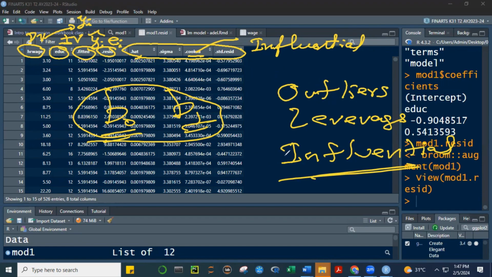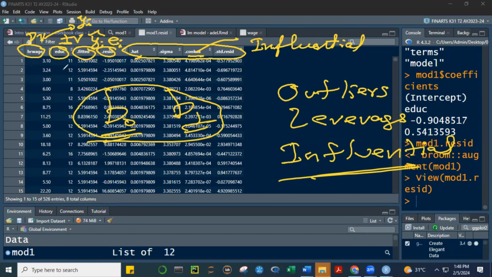Now, all influential points are outliers, of course, but not all outliers are influential points. All influential points are also leverage points, but not all leverage points are influential. Okay, so we'll discuss this in greater detail next time. For us now, these are more important.